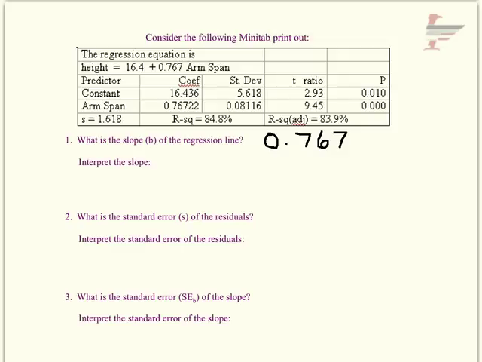And then remind yourself that slope is the average change in y for every increase in x. So y would be your height. This means my slope interpretation would be your height goes up 0.767.